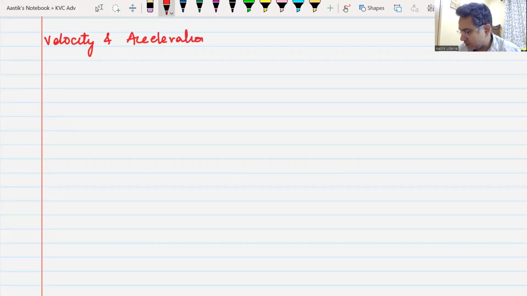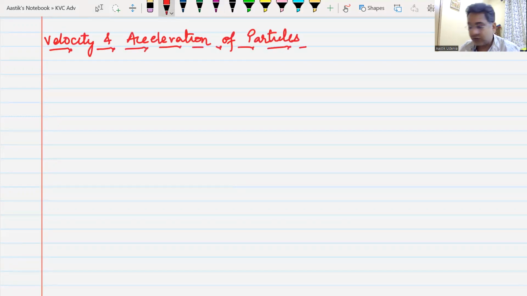Velocity and acceleration of particles. There are particles on this wave, in the medium, and those particles are performing SHM. We know that. How do I find the particle velocity and particle acceleration?